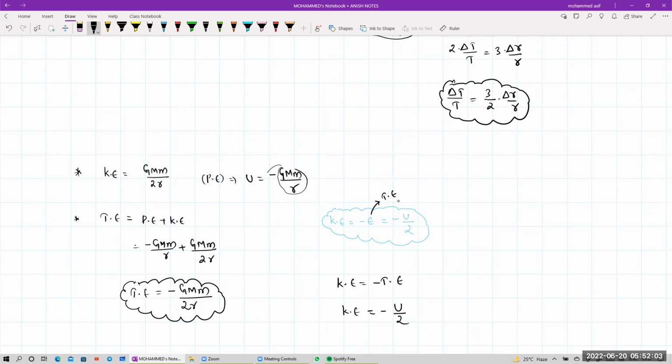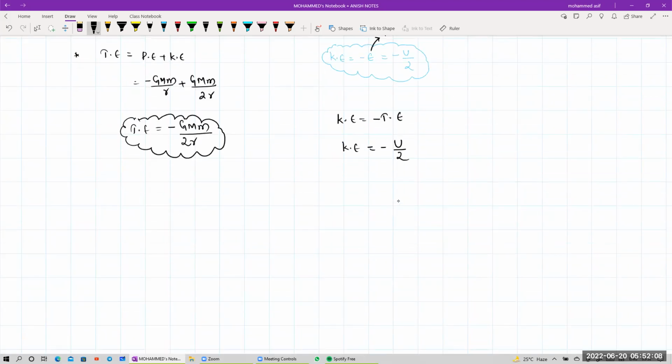Very important relation, they have asked this many times, basically. There are other satellites, called geostationary satellites. Do you remember? Those whose time period is equal to 24 hours. They move with an orbital velocity of 3 kilometer per second, and they are at a height of 36,000 kilometer.